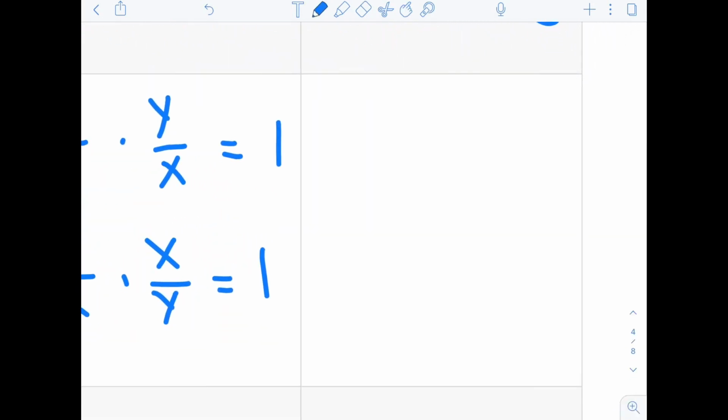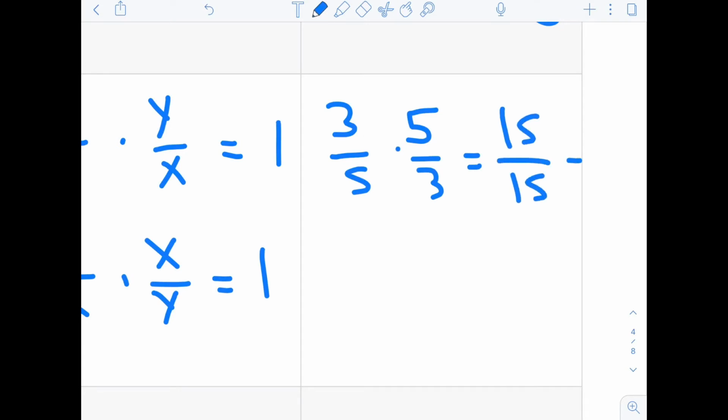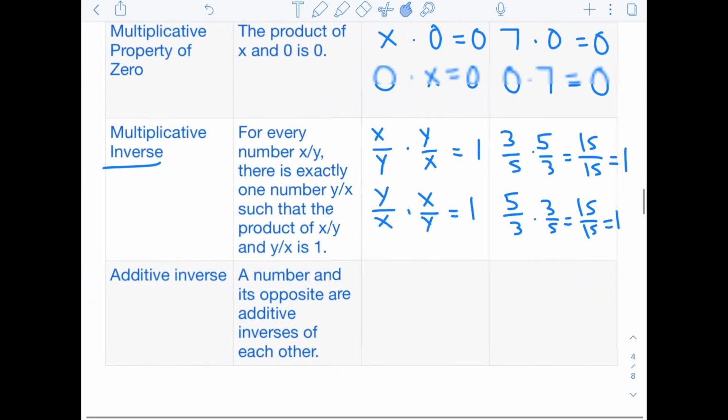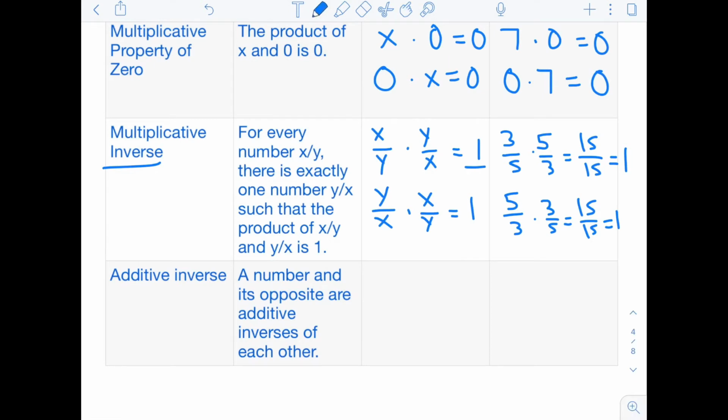Using some numbers like 3 over 5, we can multiply by the multiplicative inverse, also known as the reciprocal, which is 5 over 3. And that's going to equal 15 over 15, since 5 times 3 is 15, which equals 1. And you could do the same thing the other way around, and you'll still get 15 over 15, which equals 1. So multiplicative inverses undo it and make it back to 1.